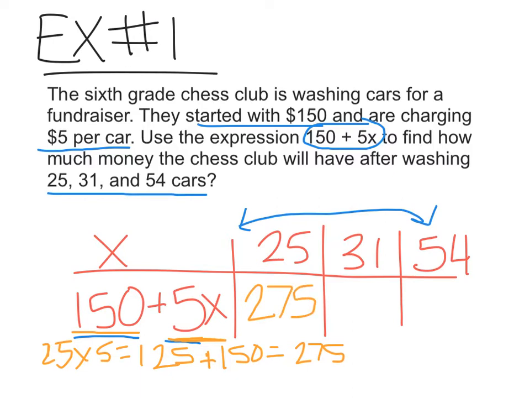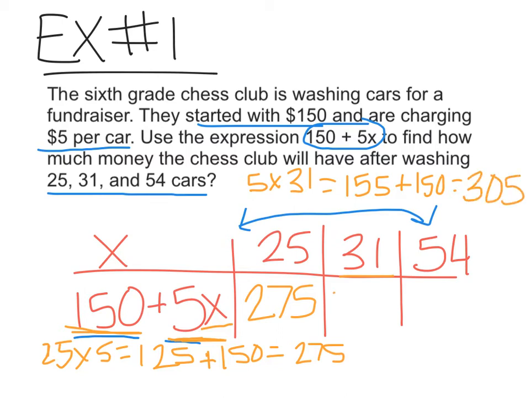And now we're going to do the same thing with 31 cars and 54 cars. So let's plug in 31 in place of x. So we have 5 times 31, which equals 155. And we just, again, add the 150. So we get a total of 305.